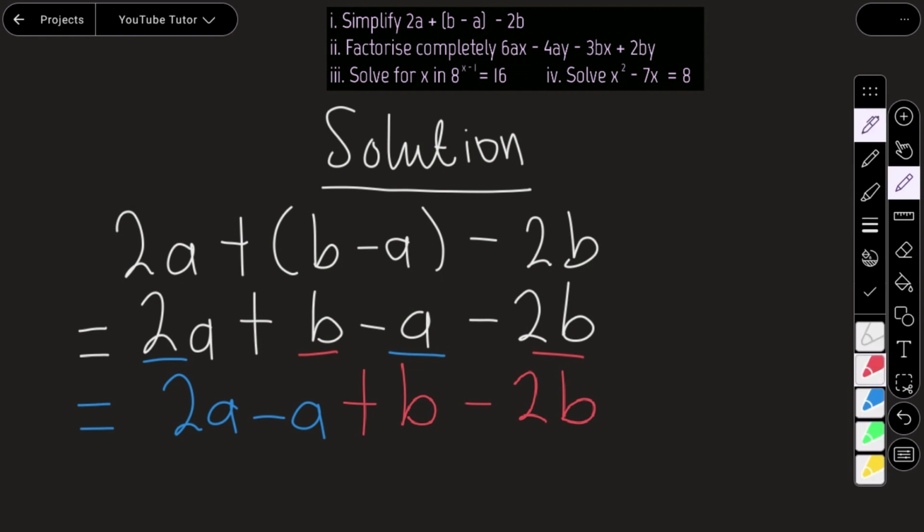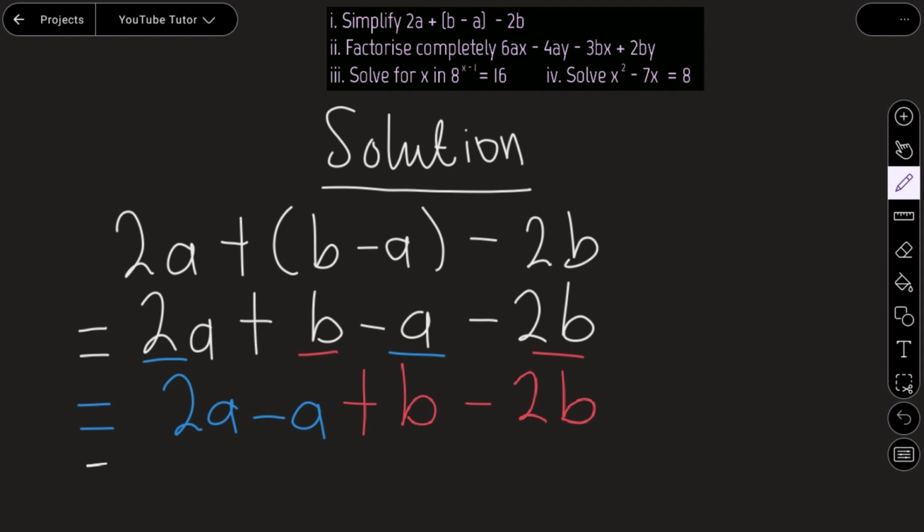Okay, so finally what we are going to get is 2a minus a is just like 2 minus 1, which gives us 1, which is a, and b minus 2b gives us negative 1, or since it is a variable we write negative b. So the final answer for this question is a minus b.